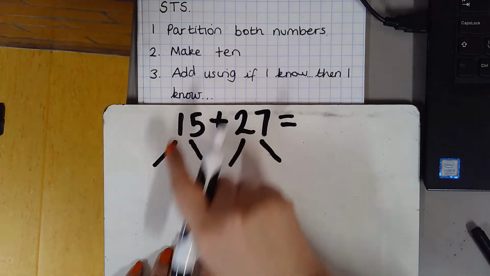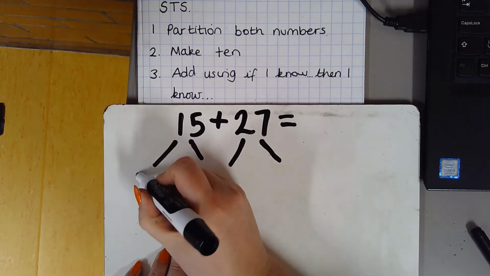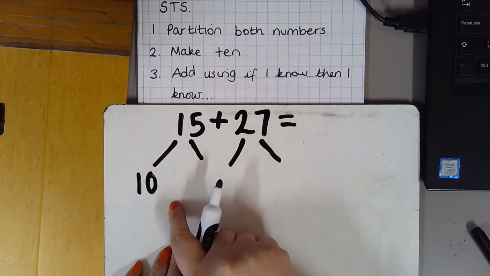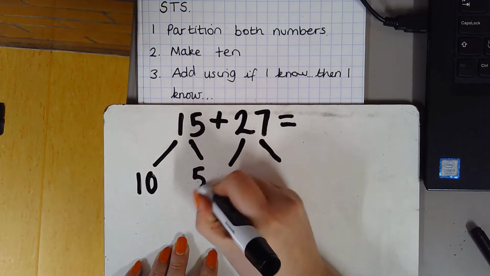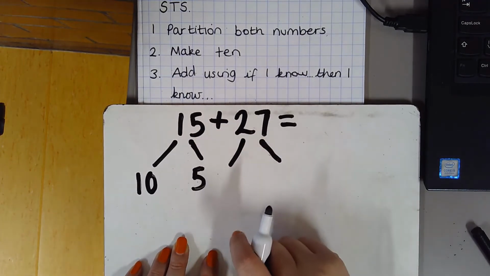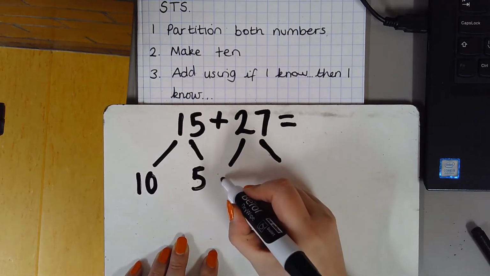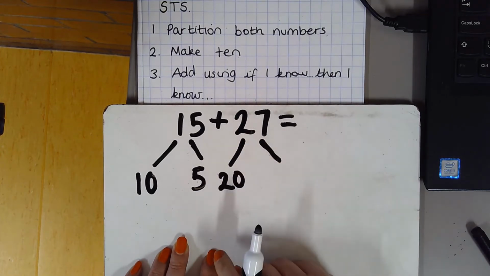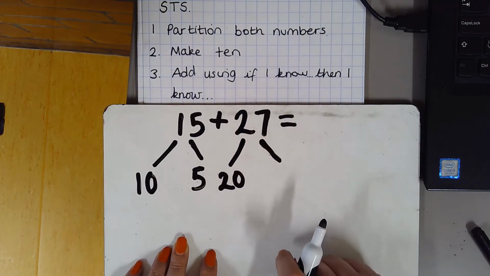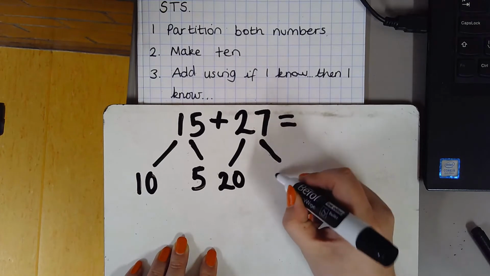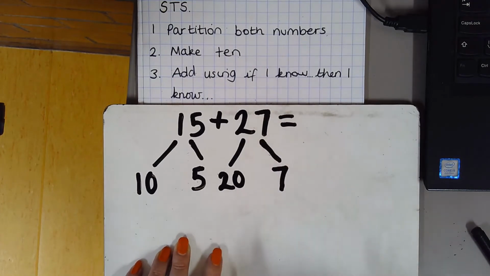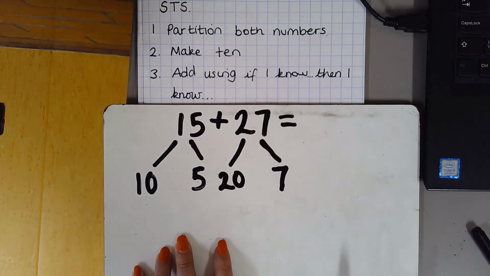15. How many tens are in 15? 1 ten, which is 10, and 5 ones. How many tens are in 27? 2 tens. 2 tens is 20. How many ones are in 27? 7 are in the ones column. Done! I've partitioned both numbers.